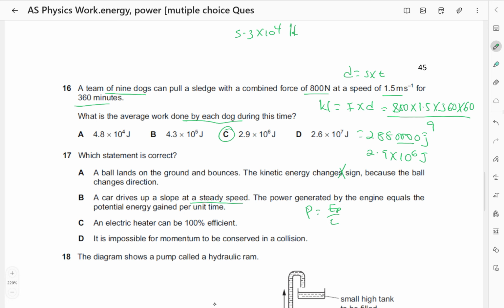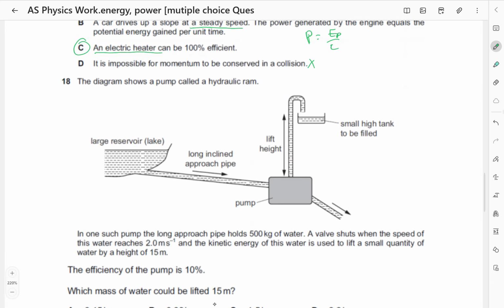An electric heater can be 100% efficient. That is very true. An electric heater is designed to heat actually. So if it converts all the energy to heat, then it can be 100% efficient because it is designed, the output is heat. So the heat coming from the heater is not a waste, it is actually the output. That is very correct. It is impossible for momentum to be conserved in a collision. That is not true. Momentum is always conserved for an isolated system of interacting bodies. So the answer is C.